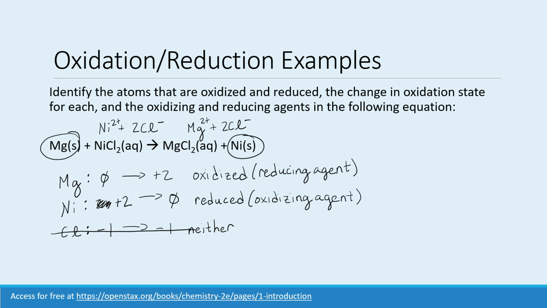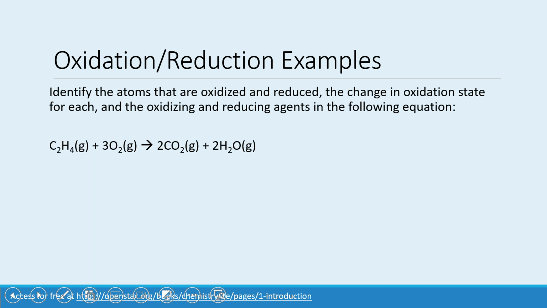Okay, let's do one more example. This time we're looking at a combustion reaction, the combustion of ethene, and so there aren't any metals present. We're dealing with all non-metals. We've got carbon, hydrogen, and oxygen.